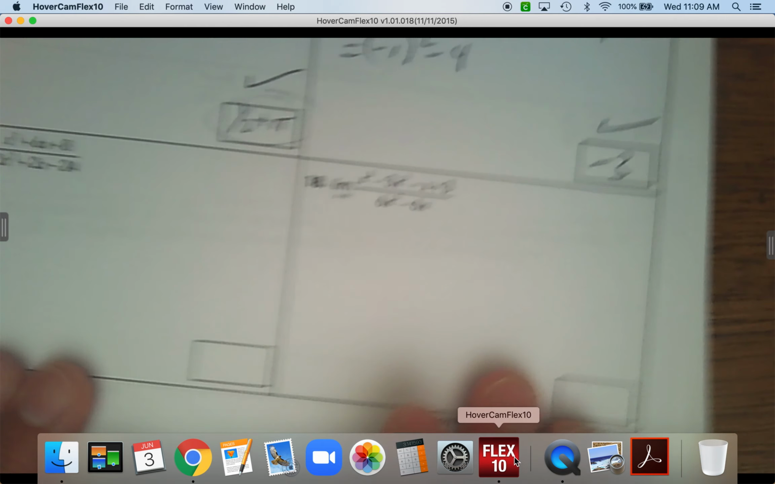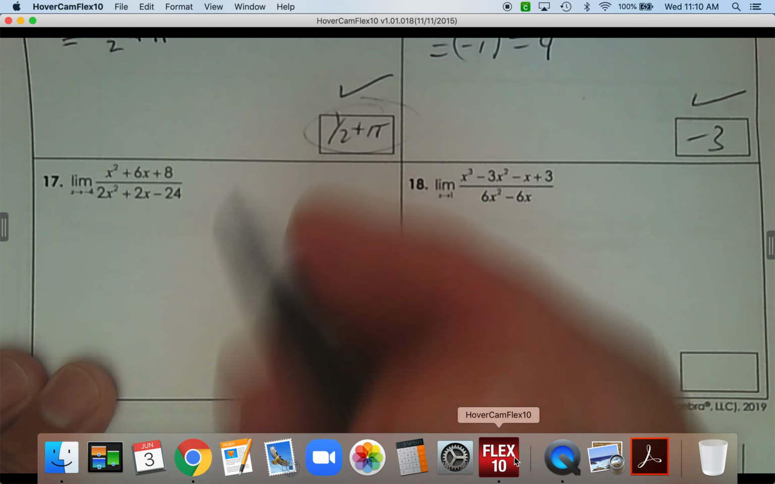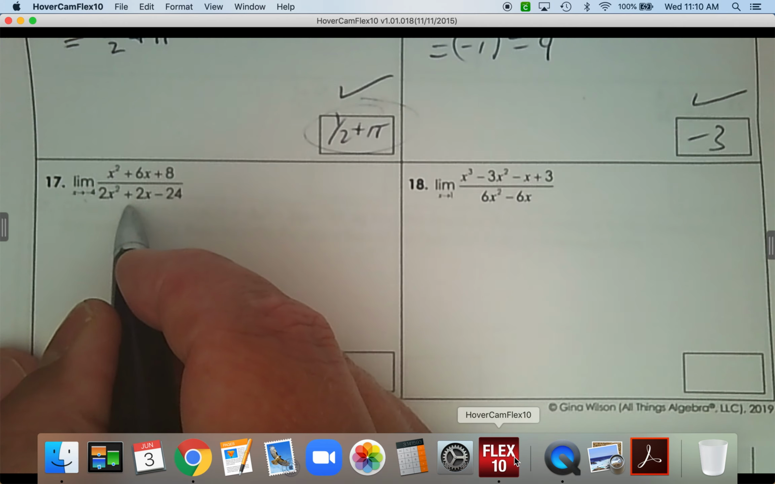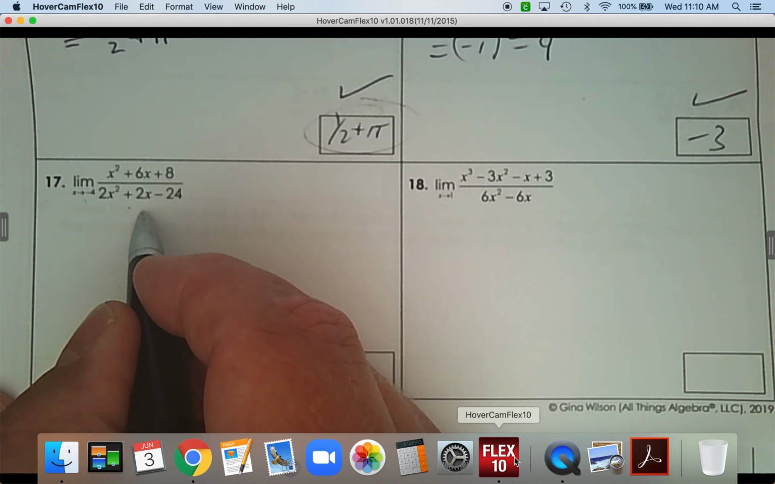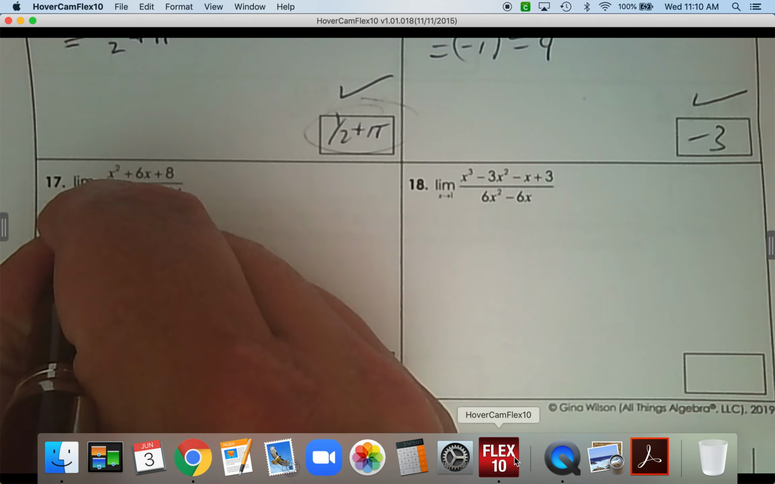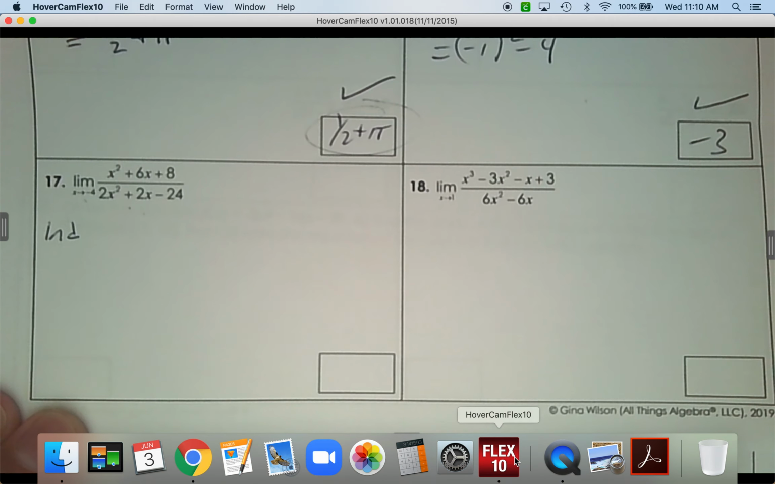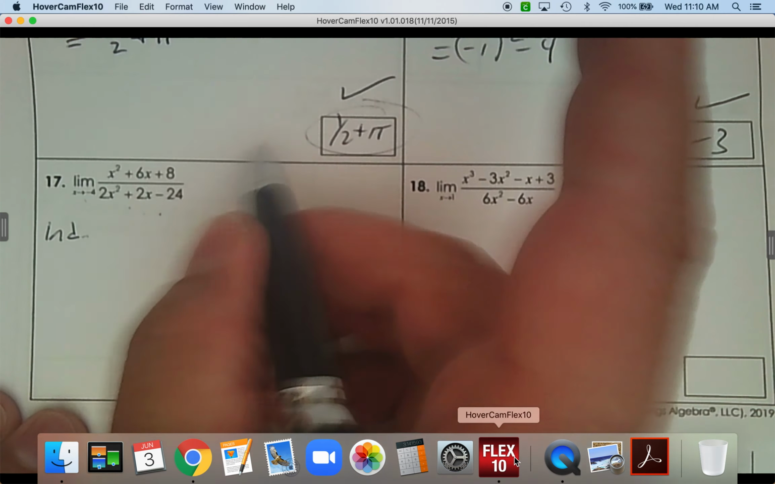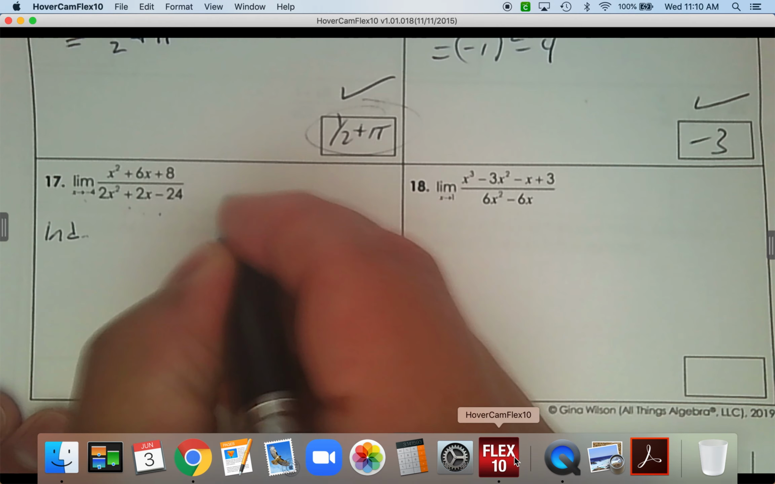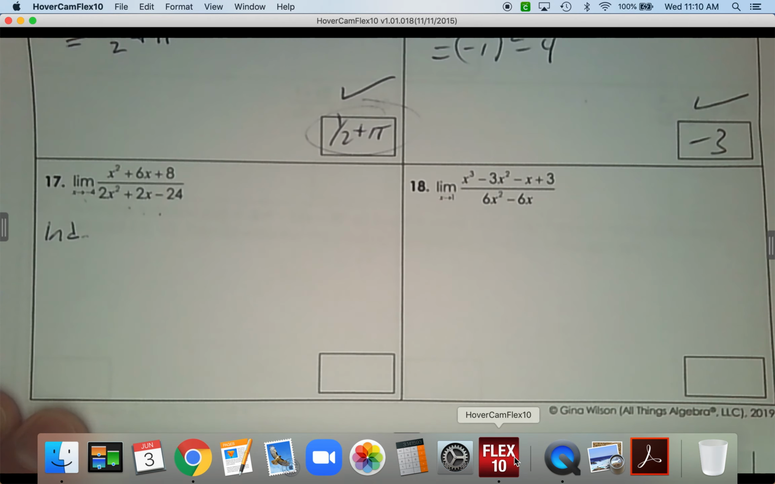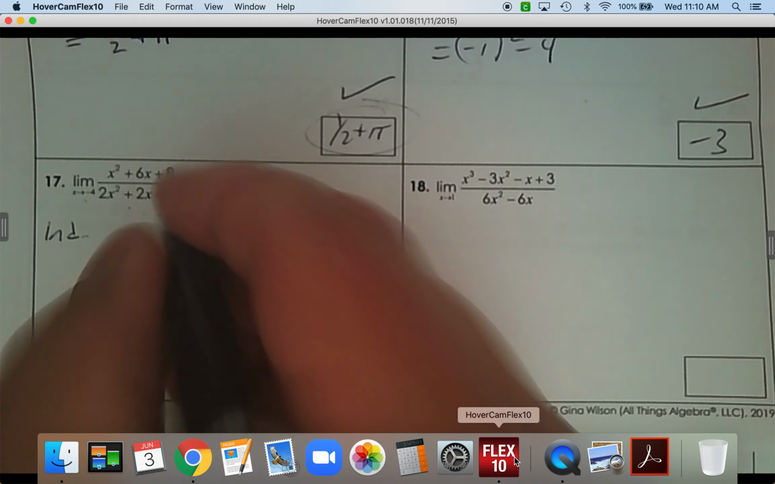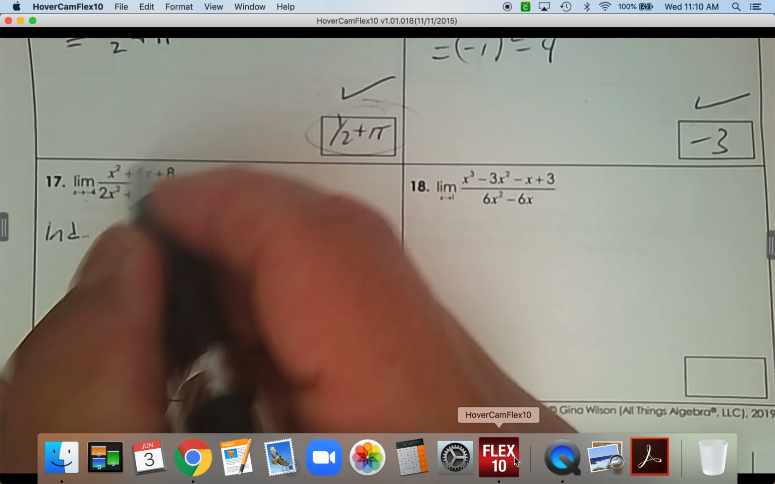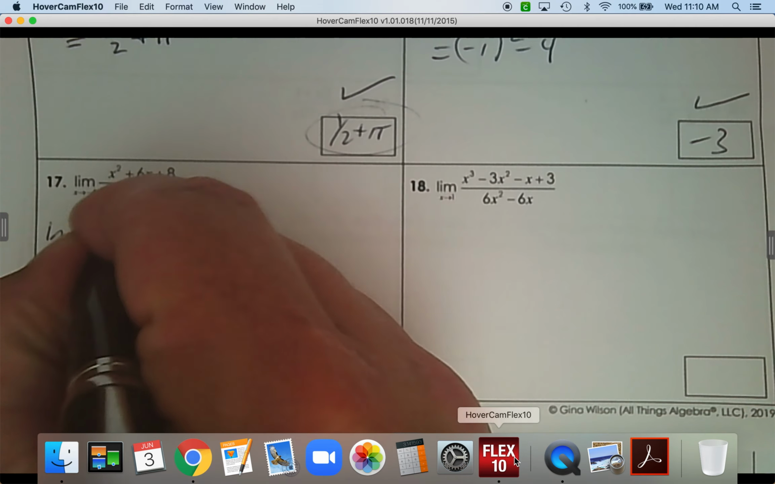Number 17. Step number 1 is, what happens when you plug in negative 4 to the top and negative 4 to the bottom? I'm going to tell you that when you do, you get indeterminate. It is 0 over 0. I do not want you to write down equals 0 over 0 because that's not mathematically correct. Points would be taken off if you wrote it down to think they're equal to each other. But we know it is 0 over 0, which makes it indeterminate.